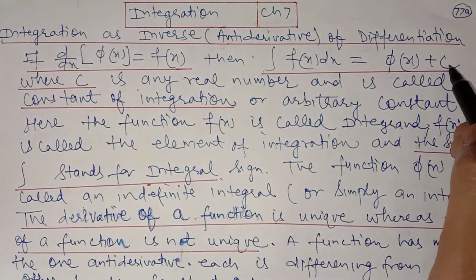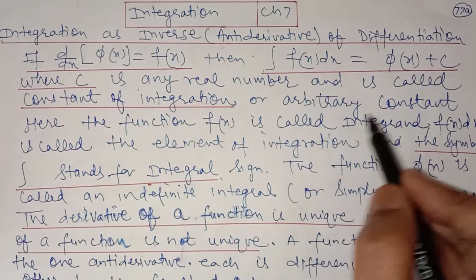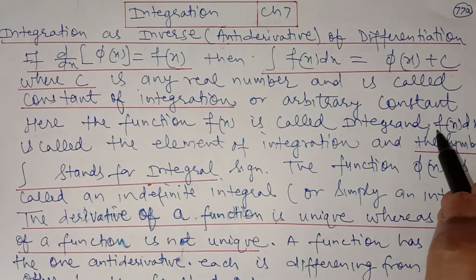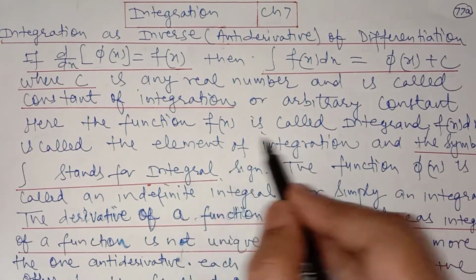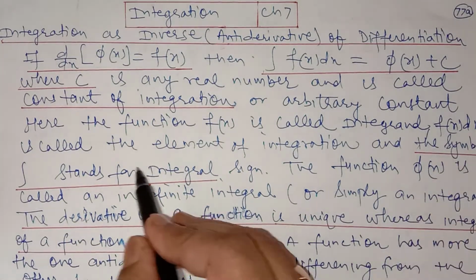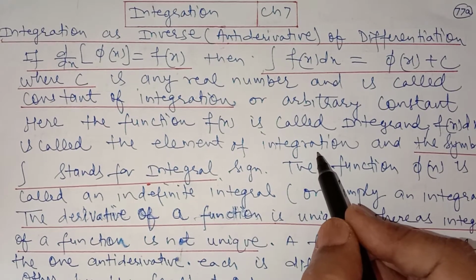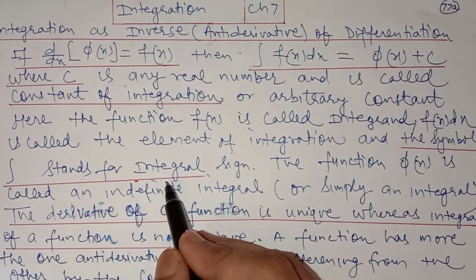We'll discuss after some time why we are putting c here and what this c means, known as the constant of integration or arbitrary constant. Here the function f x is called the integrand function. f x dx is called the element of integration, that is the element we are integrating. And this sign stands for the integral.